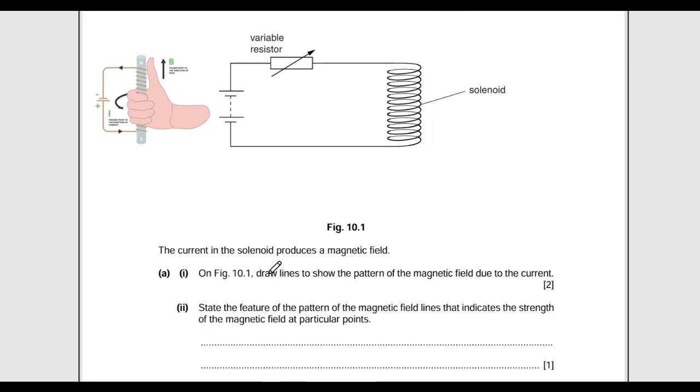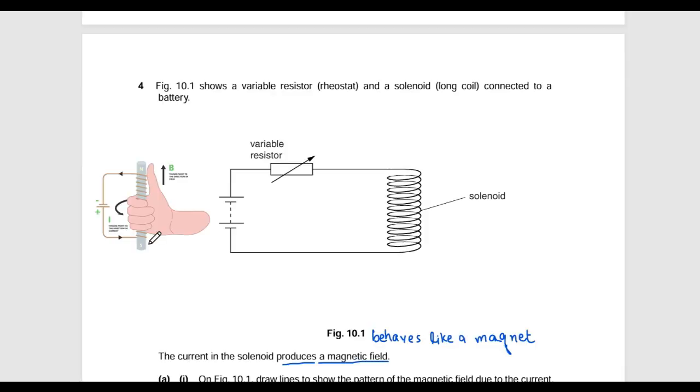Okay, so the question says that if the current flows through the solenoid, it will behave like a magnet. Obviously, it will produce a magnetic field. This is a very obvious thing, that whenever there is current in a solenoid, it behaves like a magnet. And now the question asks you to draw the magnetic field of this solenoid. So we can draw the magnetic field patterns. We know it behaves like a bar magnet, so it will have a similar magnetic field pattern.